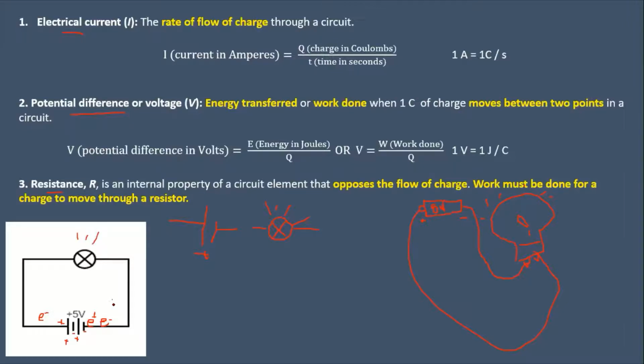That movement, that flow of charge from the negative terminal of the battery to the positive terminal, the flow of charge, is what we call current. So there is current flowing in your circuit. So there is current flow.